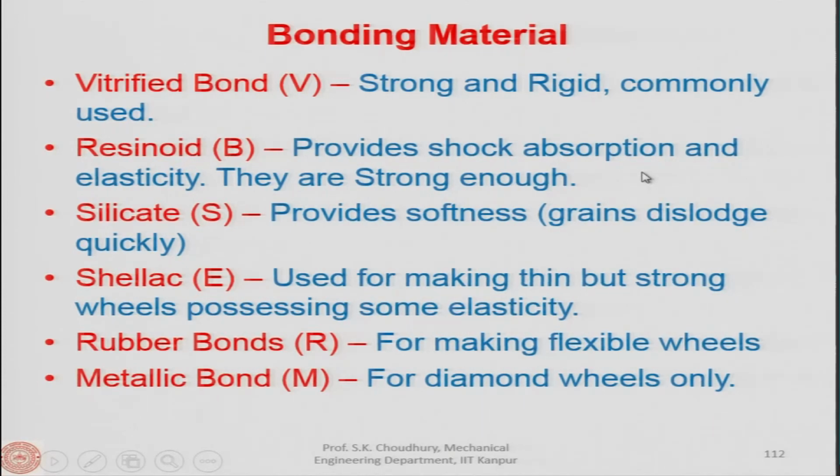This is important particularly when there is an interrupted cutting, for example. In case of interrupted cutting, each time the tool is entering the workpiece and exiting from the workpiece, there will be a shocking load, so impact loading. That load has to be withstood by the grinding wheel, and the grinding wheel may be brittle. Therefore, the resinoid is used as a bonding material to overcome that kind of shock load or impact loading.